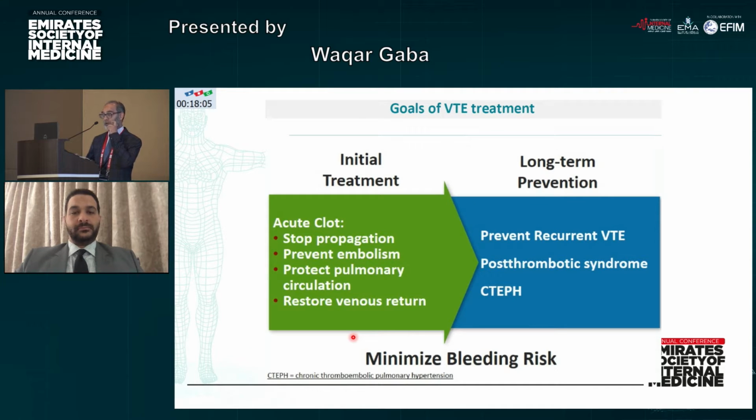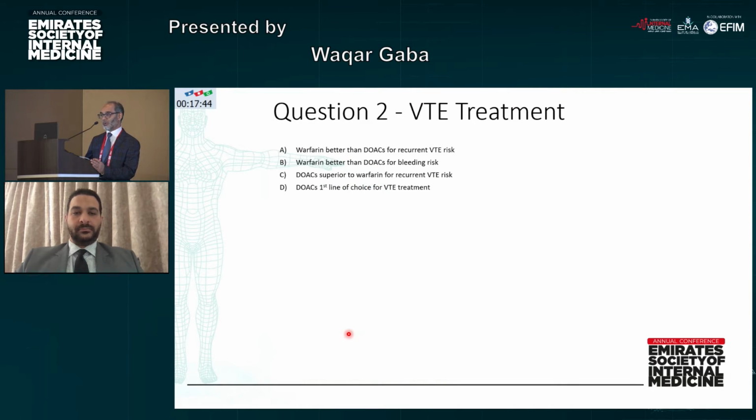So, it can recur. So what happens if it recurs? You want to prevent the recurrence of the VTE because it's a high morbidity. You can also have post-thrombotic syndrome, and you can also have CTEPH. As you know, CTEPH is chronic thromboembolic pulmonary hypertension, but also remember, you have to minimize the bleeding risk.